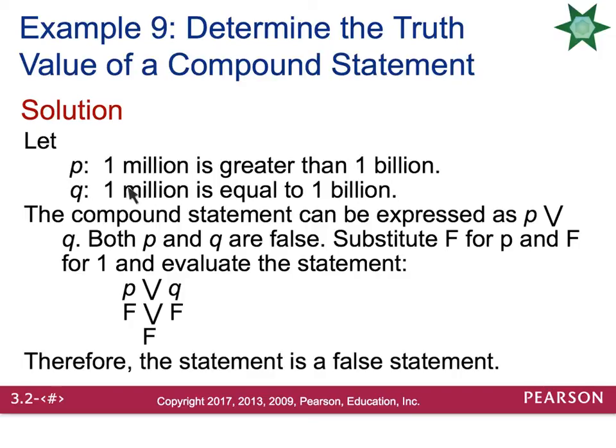So let's make P: 1 million is greater than 1 billion. And then Q is: 1 million is equal to 1 billion. And then the compound statement can be expressed as P or Q. So we're going to look at P or Q, because our statement, remember, says 1 million is greater than or equal to 1 billion. So this is when it's greater than, and this is when it's equal to, and we're saying it's one or the other.